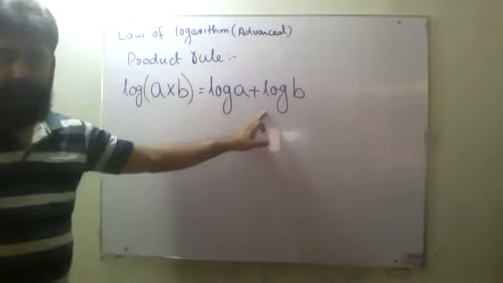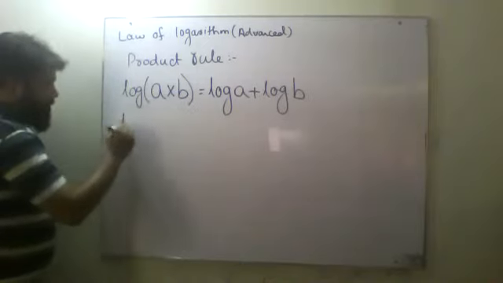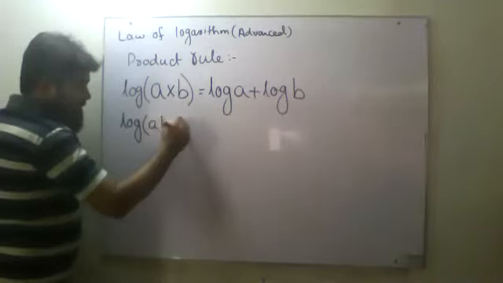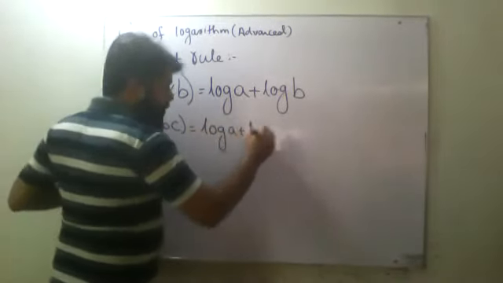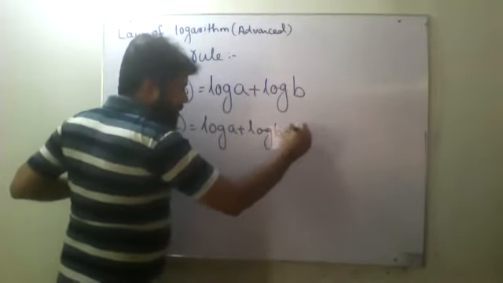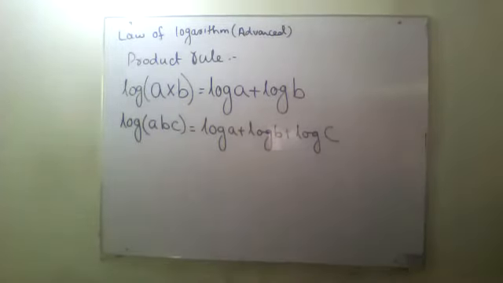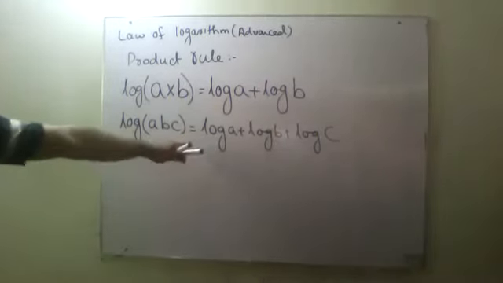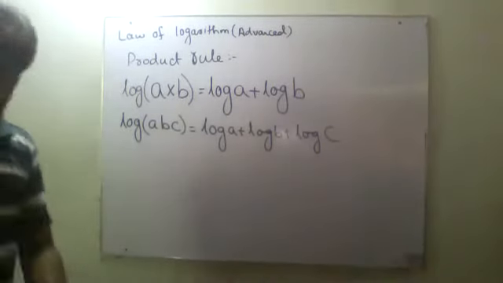Okay, now for instance, I have got log A, B, C. So that will be written as log A plus log B plus log C. Okay, 3 products are there, so we will be writing it in 3 addition form. Okay, this is how I am going to write. Now, the important thing, this is the thing which we have to do.